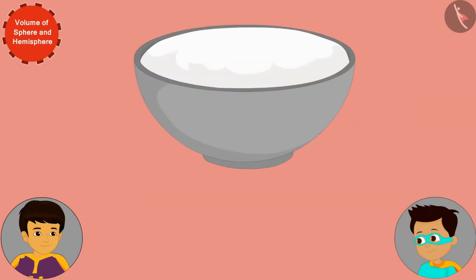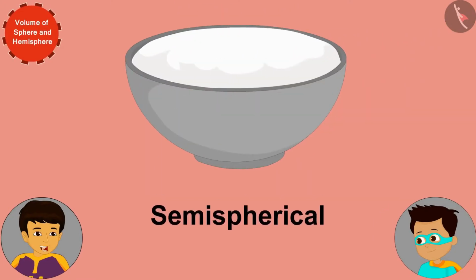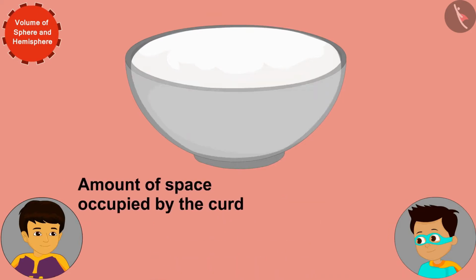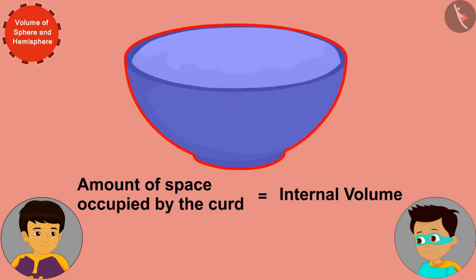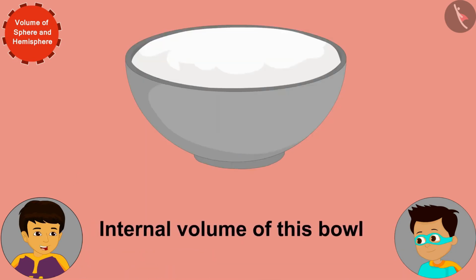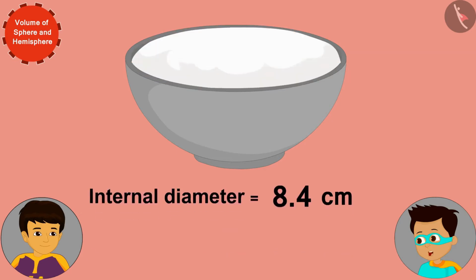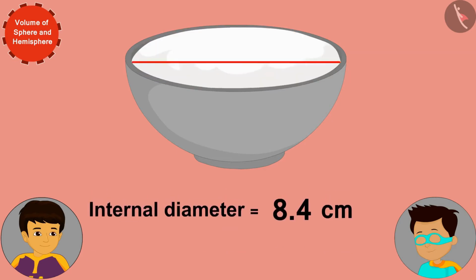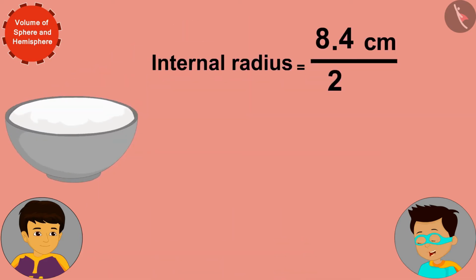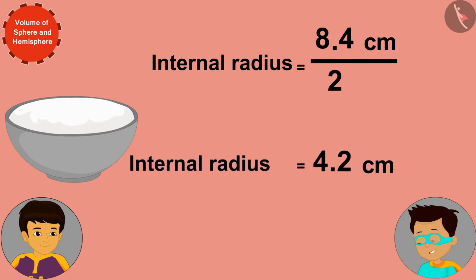Look, Thomas, the bowl is semi-spherical and the amount of space occupied by the curd in it will be equal to its internal volume. So, first we have to find the internal volume of this bowl. The internal diameter of the bowl is 8.4 centimeters. This means that its internal radius is half its internal diameter, or 4.2 centimeters.